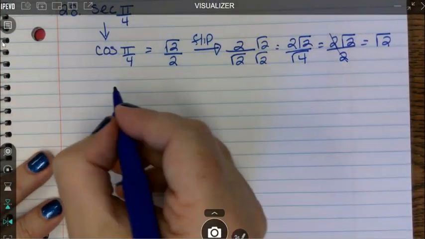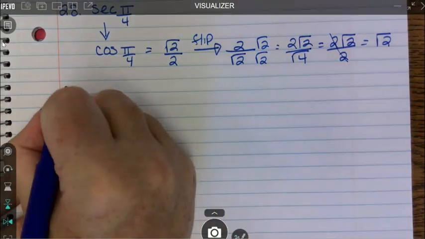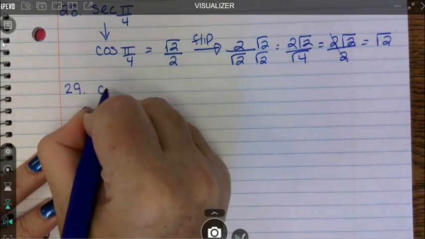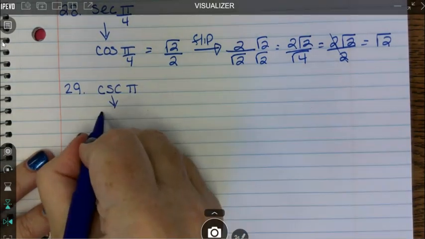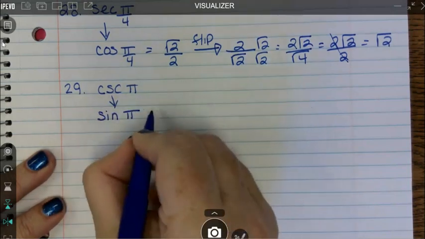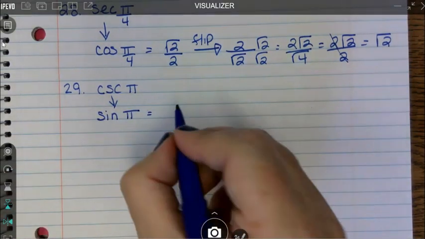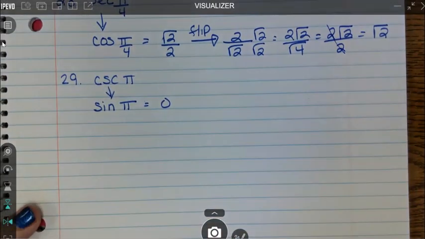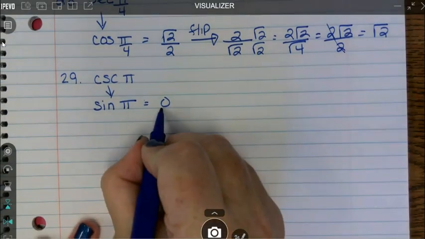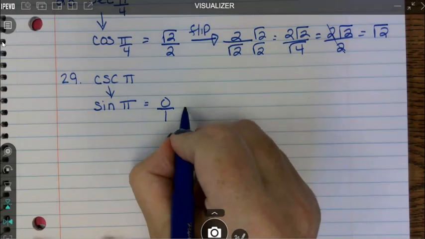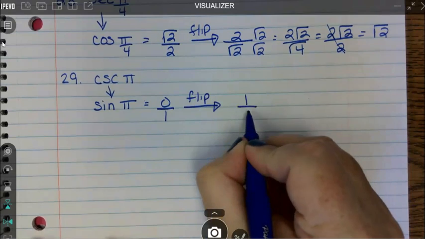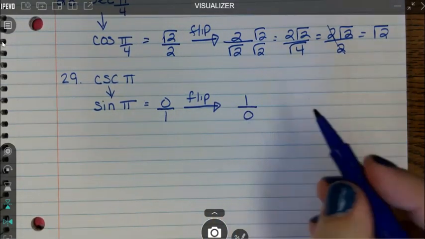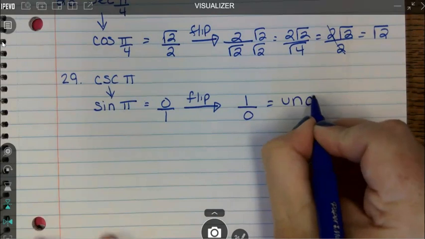Okay, and our last question of the evening, of the day, of the hour. Okay, cosecant is the reciprocal of sine. So sine of pi is 0. Okay, so 0 is a whole number, believe it or not. And so we got to make it a fraction, so I'm going to put it over 1. And we're going to flip it. So when I flip it, I get this. And when we have a 0 at the bottom, it becomes undefined.